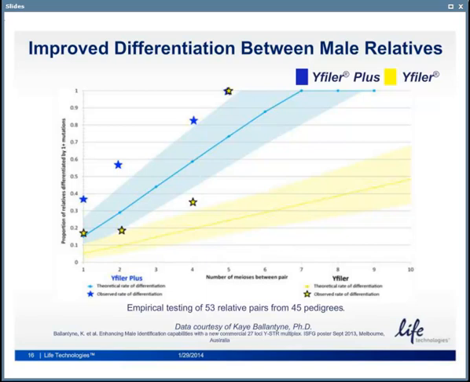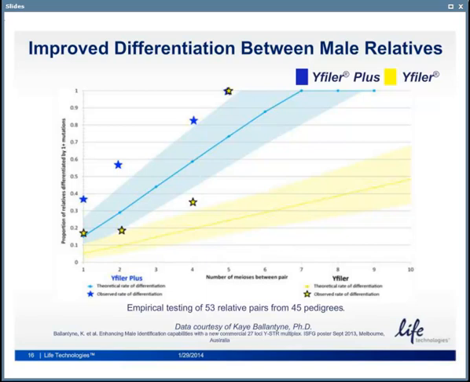So on a practical level, this increased rate of male relative differentiation results in greatly enhanced resolution of male pedigrees with the Yfiler Plus kit. And empirical testing of 53 relative pairs from 45 pedigrees demonstrated that the theoretical estimates are slightly lower than the rate of differentiation in this sample set. So that's why in this plot that I'm showing here, the observed rate of differentiation, which is the star points, are always a little bit higher than the theoretical rate of differentiation, which is the lines.